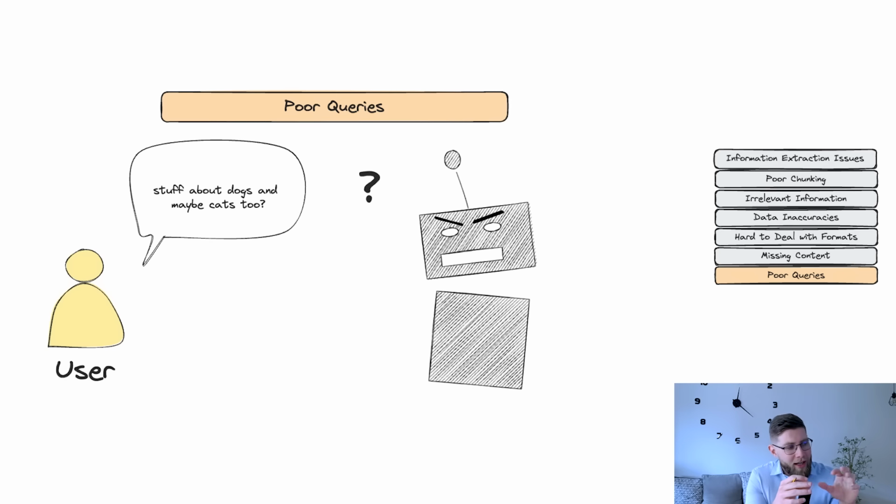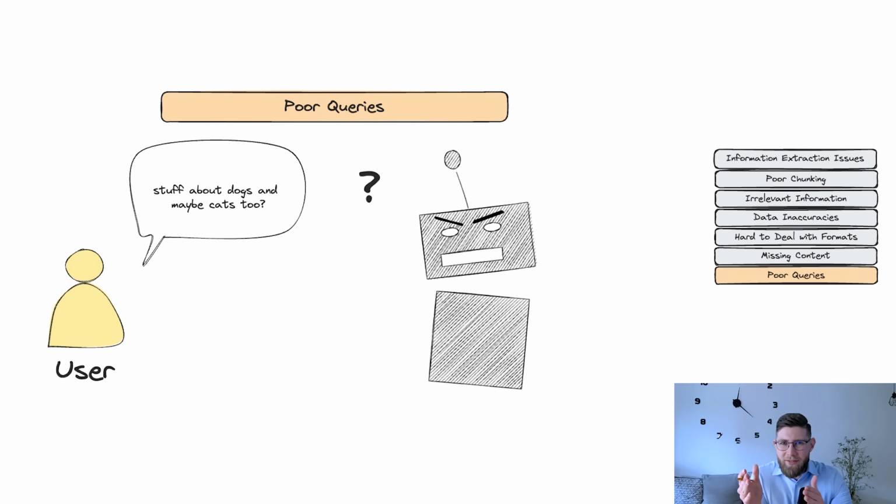So user questions can also be considered as information that is flowing into our system. And users are notoriously bad at asking good questions. Now, what does a good question mean? Our retrieval system will rely on semantics or keywords to find relevant pieces of knowledge, relevant content sections. Now, an example here: stuff about dogs and maybe cats too.